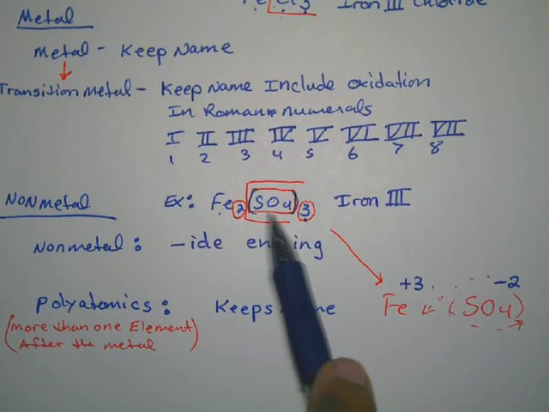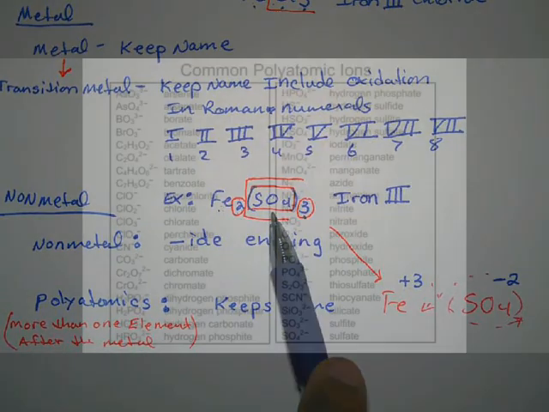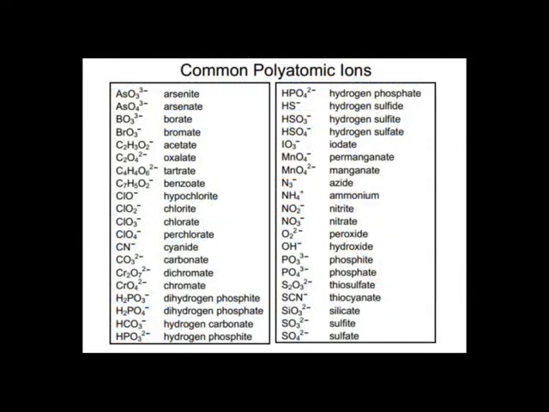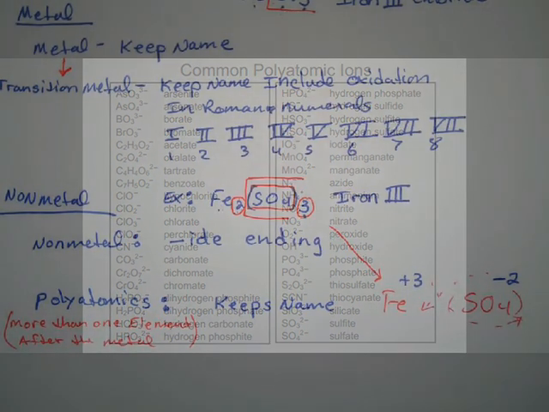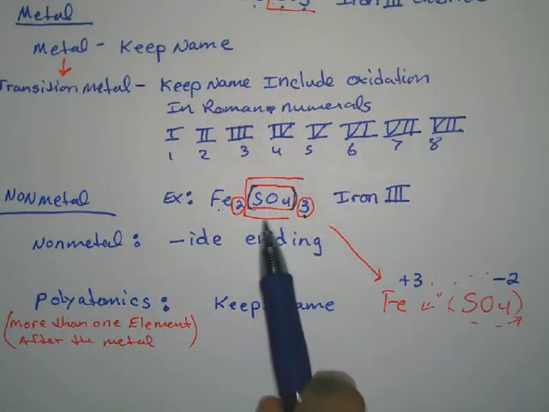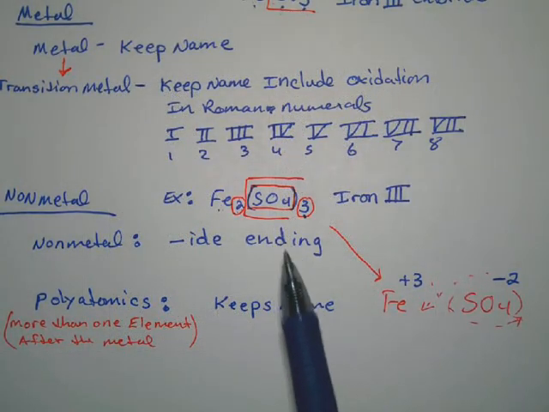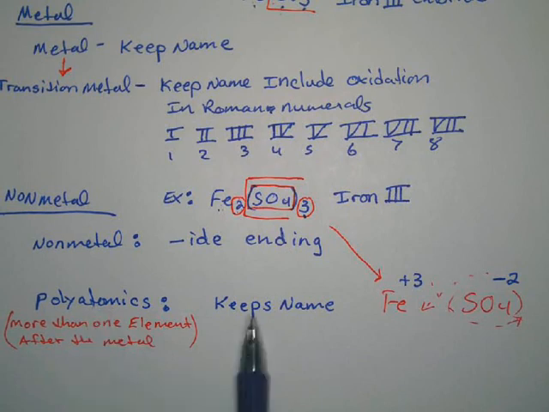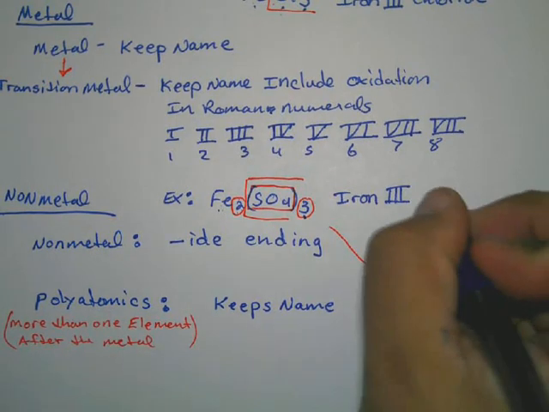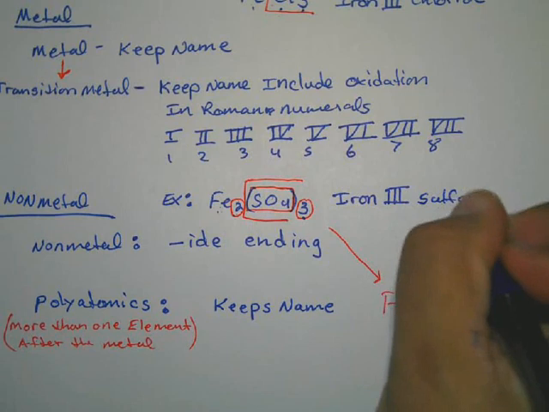So if you remember looking at the paper, let's go back to the paper and look. SO4 is what? What's SO4? He's sulfate, right? What do polyatomics do? They keep their name. So all you got to do is write iron 3 sulfate. Okay?